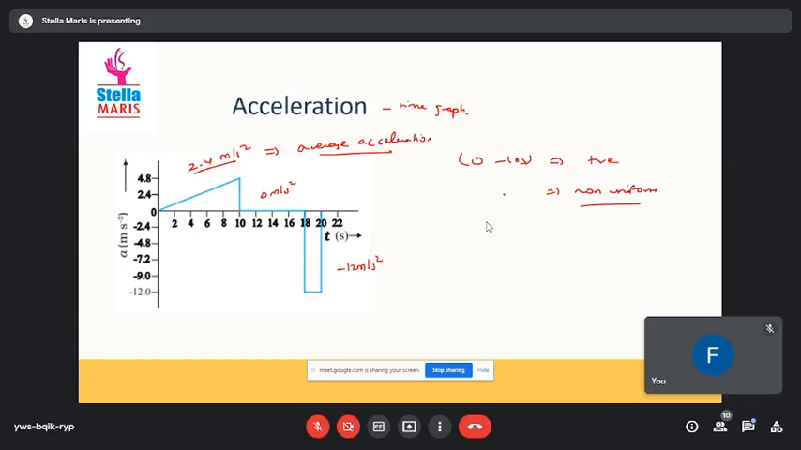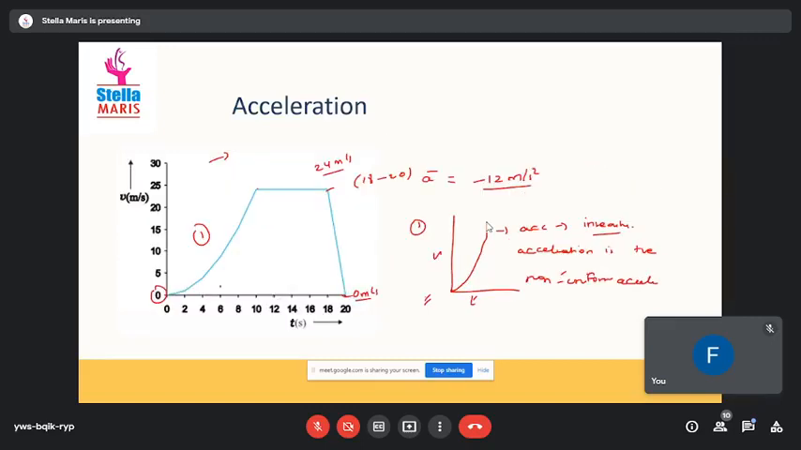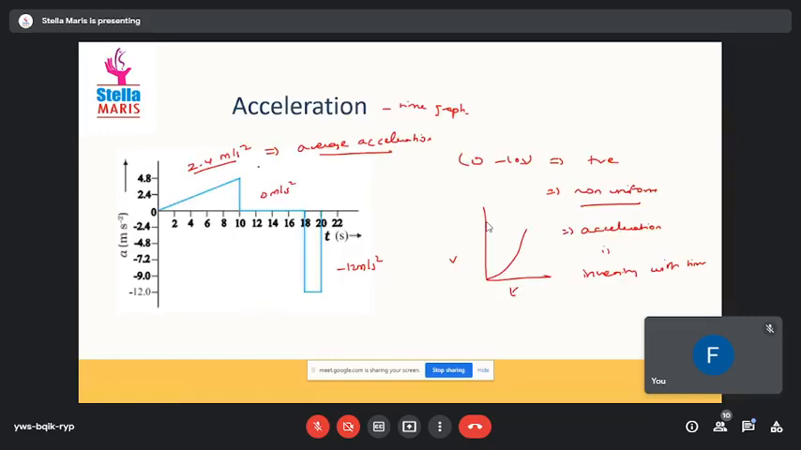So what happens between 0 to 10 seconds? That is the velocity time graph. It is like this, no? So what happens here? Acceleration is increasing with time, right? I'm talking about this one, 0 to 10. So here acceleration is increasing with time. This 2.4 is not the final acceleration. It will go beyond 2.4. That is why we are saying it is increasing with time.